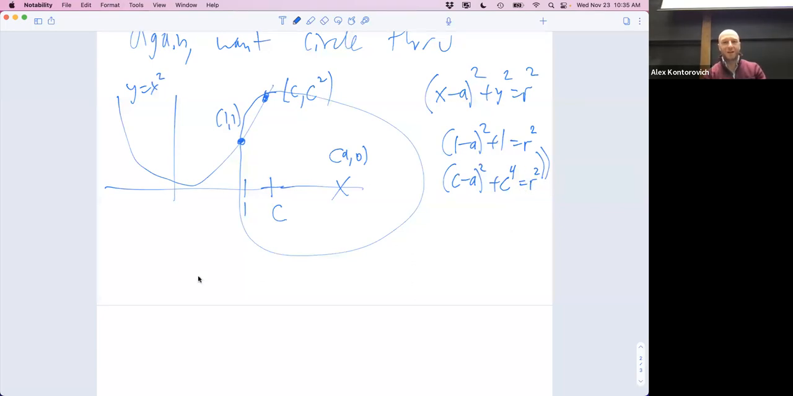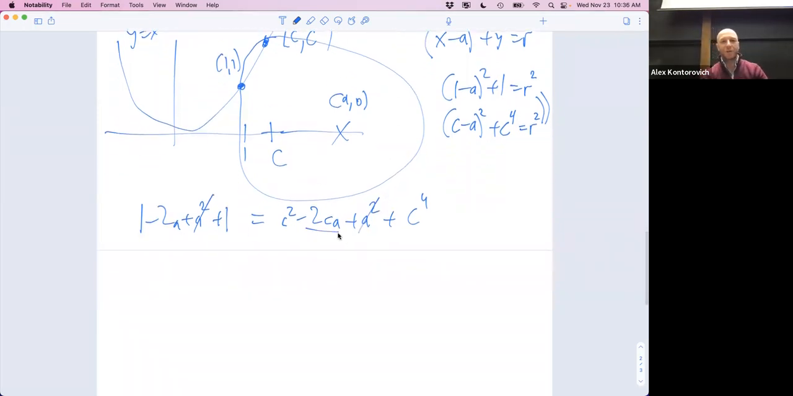We can set these two equal to each other, because the r squareds are equal. If I multiply this out, so let's multiply everything out, I get 1 minus 2a plus a squared. That's that, plus 1 is supposed to equal c squared minus 2ca plus a squared plus c to the 4th. Did everybody get that? Does that make sense? Again, the a squareds cancel on both sides. Descartes' great observation is you get something linear.